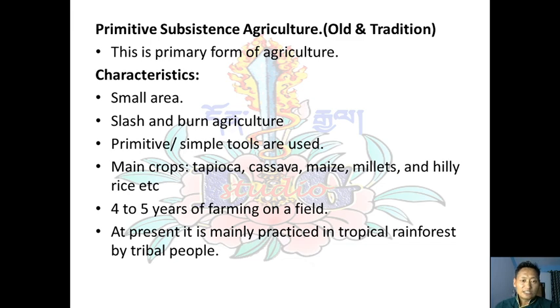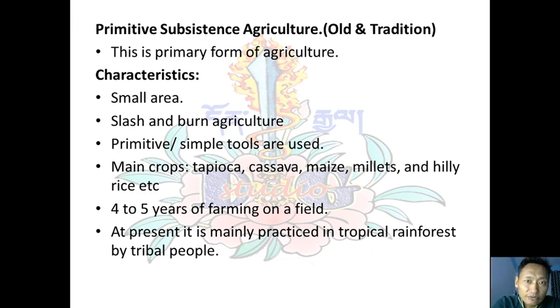So because of that, this type of agriculture is also called shifting agriculture. At present, this type of agriculture is the oldest form of agriculture, but still some people are engaged with this type of agriculture, mostly in the tropical rainforest region, mostly by tribal peoples. So primitive subsistence agriculture, we have many names.